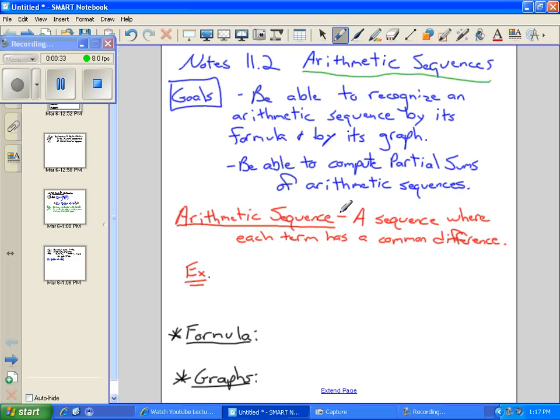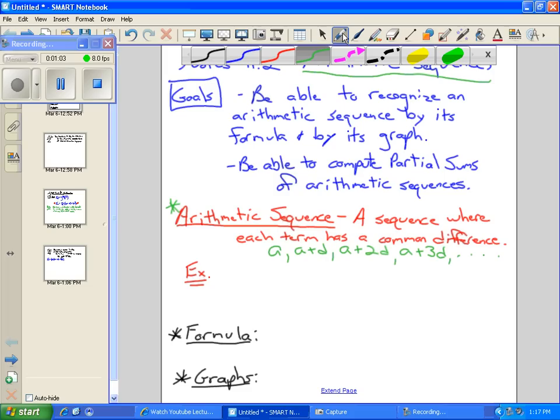First thing you need to know, in the red here, is the definition of an arithmetic sequence: the sequence where each term has a common difference. So if the first term's A, the next term is going to be A plus D. The next term is going to be A plus 2D. Next term would be A plus 3D, and that would continue on. There's always a common difference between your terms.